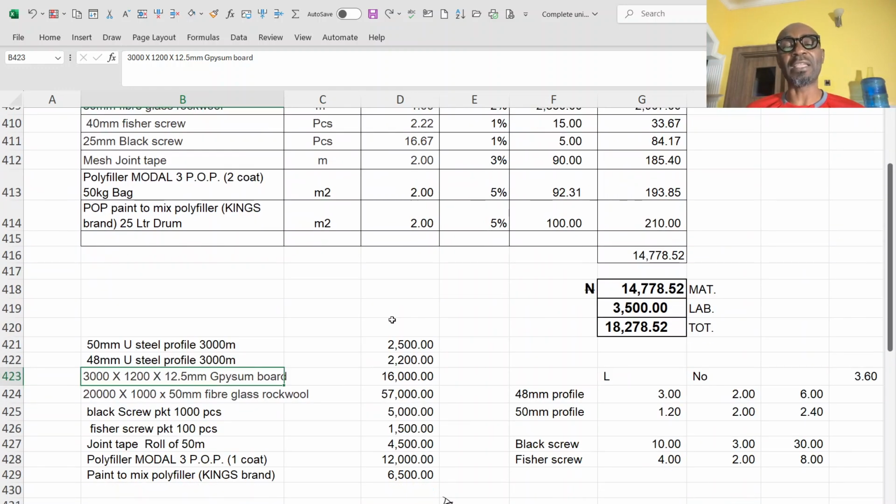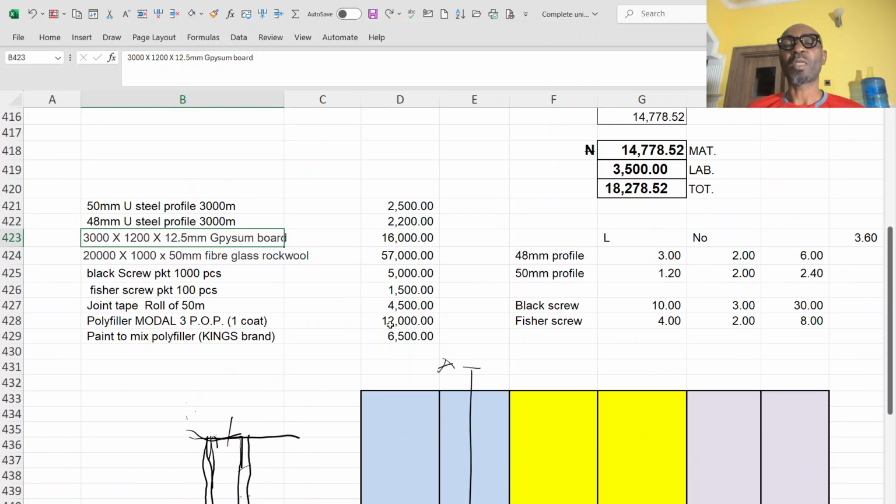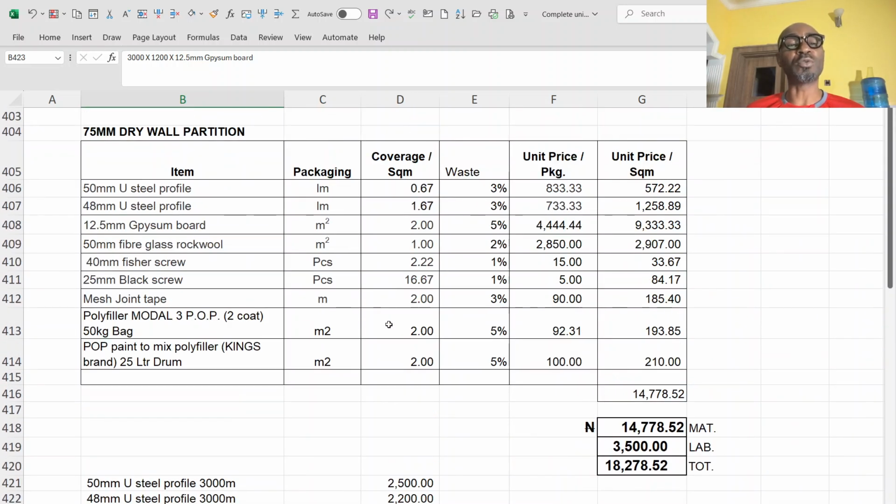So I hope I have been able to guide us through on how to build a rate for a drywall.